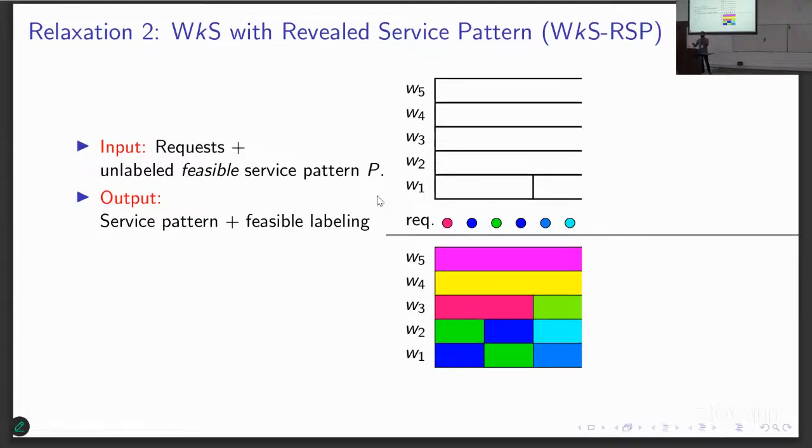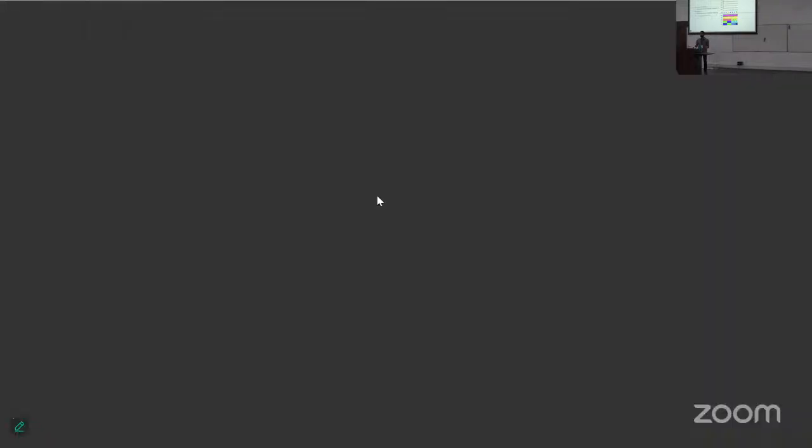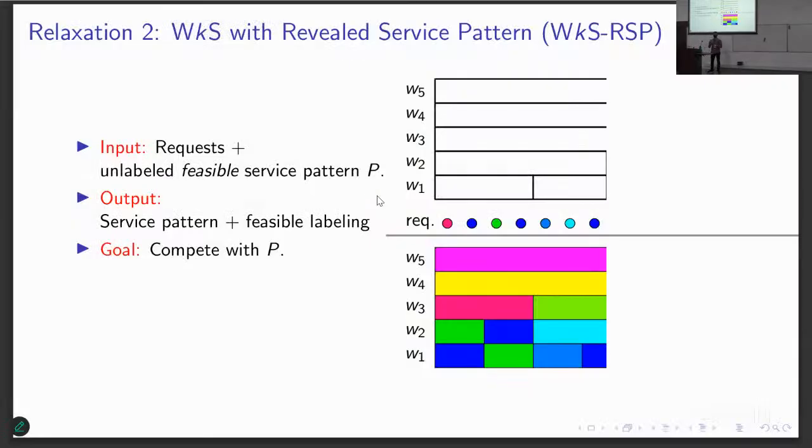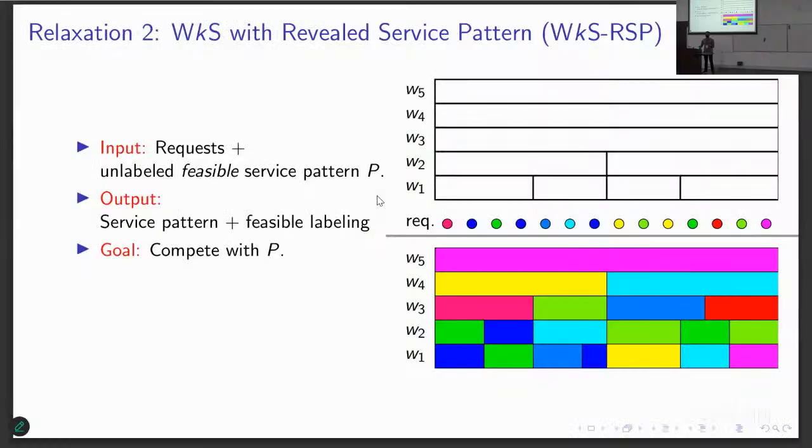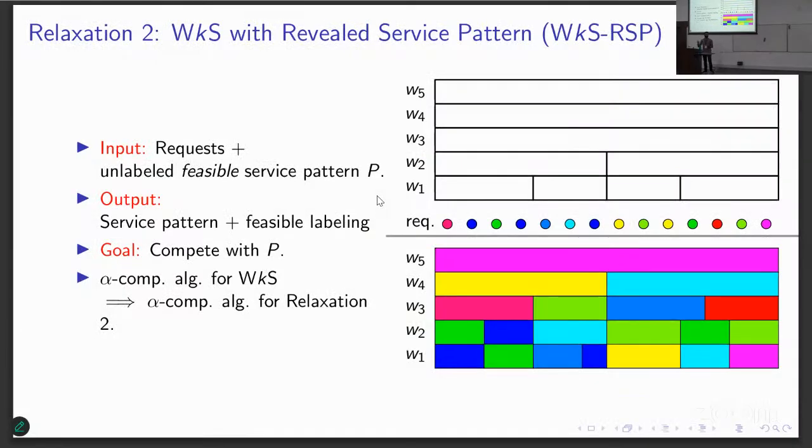It could move servers when the input service pattern is not moving, or it could move some additional servers. As long as you are serving a request, you are good. And here you are competing with this input service pattern P and not with the optimal offline algorithm. Now, a trivial fact: if you have an alpha competitive algorithm for the weighted k-server, it is again an alpha competitive algorithm for this relaxation. So, any questions on this definition?